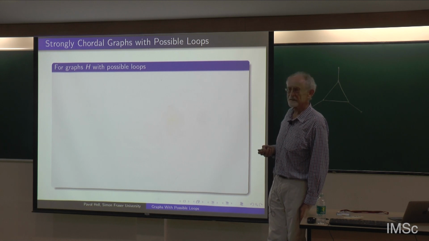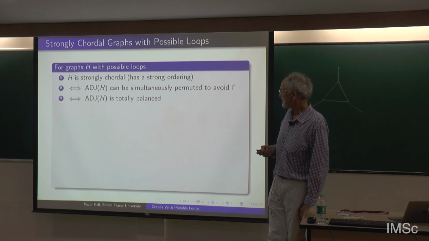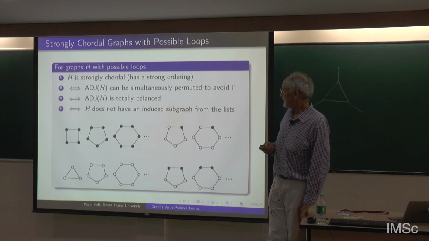So maybe the one last thing I would like to show you is a characterization by forbidden induced subgraphs. Because now I'm looking at a graph with possible loops, and that has the same ordering characterization by avoiding the gamma matrix. It also has the property that the adjacency matrix is totally balanced. It doesn't have a cycle submatrix. A cycle submatrix has 2 ones per row and column. But this is our forbidden subgraph characterization.